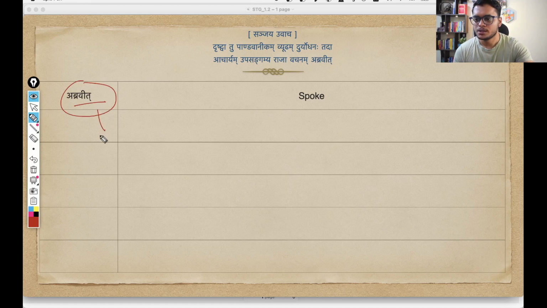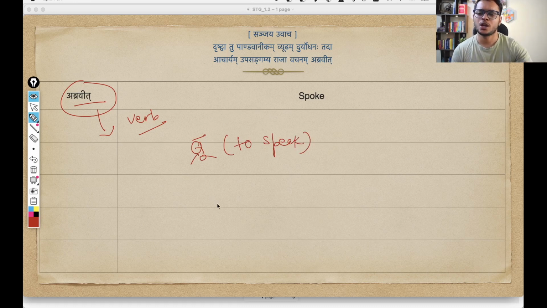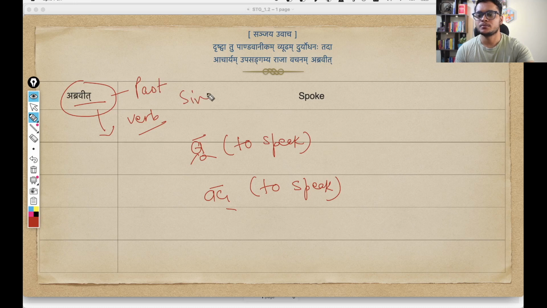This Abravit is a verb, as I just said. The verb root is brew, and this means to speak. You also have another very common word in Sanskrit, vad, which also means to speak. This Abravit is in past tense and third person singular. So, he spoke. This is the sense here.